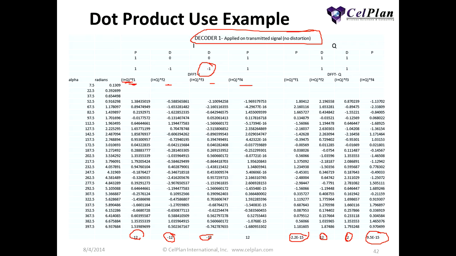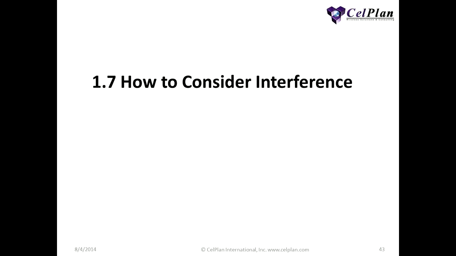I suggest that you do the same thing. You can play with it. It's very easy to implement, and if you follow this spreadsheet here, you will be able to reproduce it and create your own OFDM system in Excel.